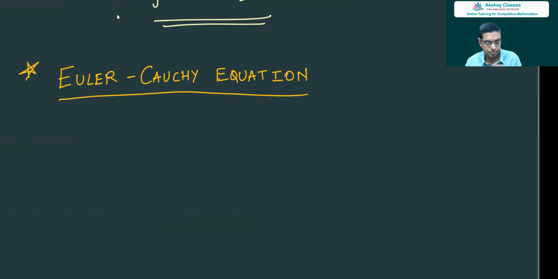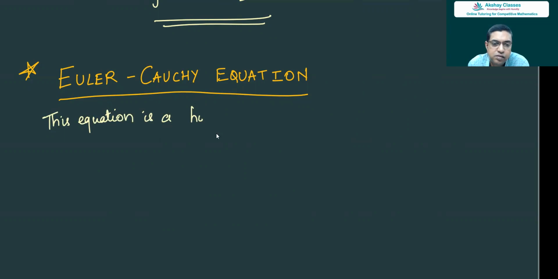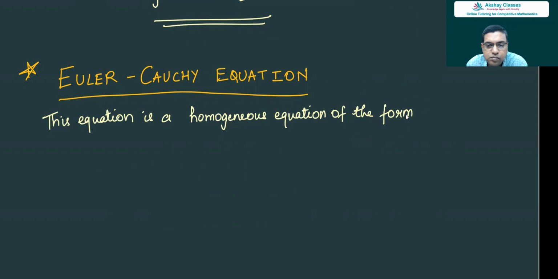Euler-Cauchy equation. Now this Euler-Cauchy equation is a homogeneous equation of the form x square y double dash plus ax y dash plus by equal to 0.